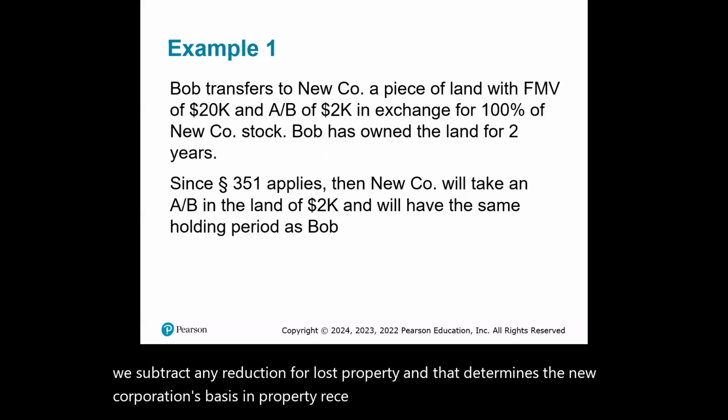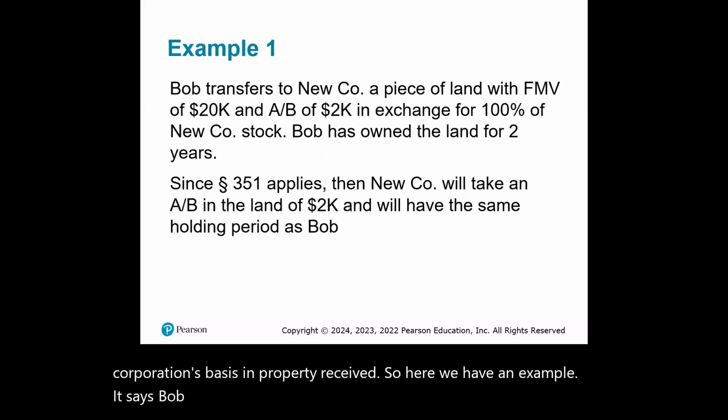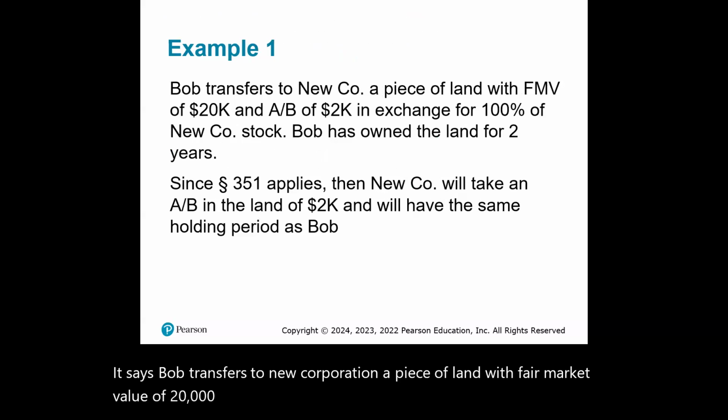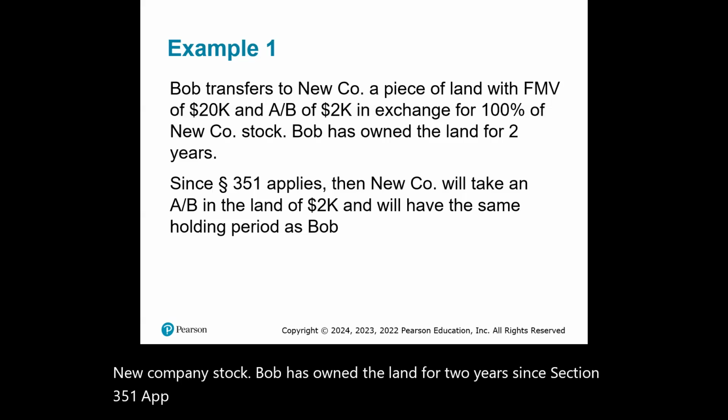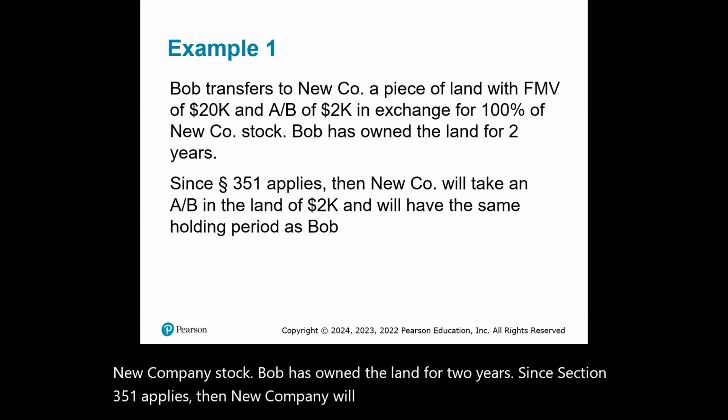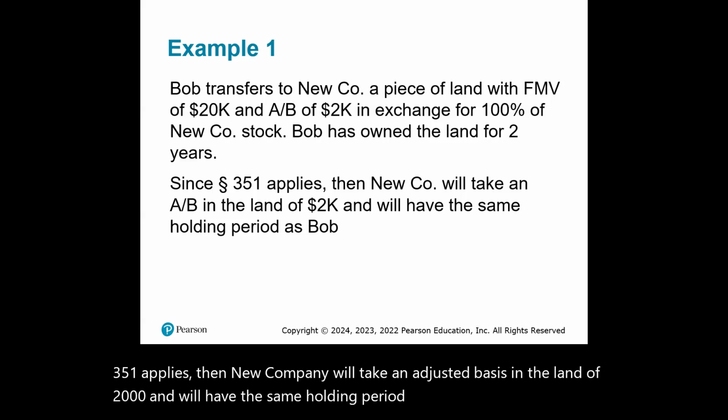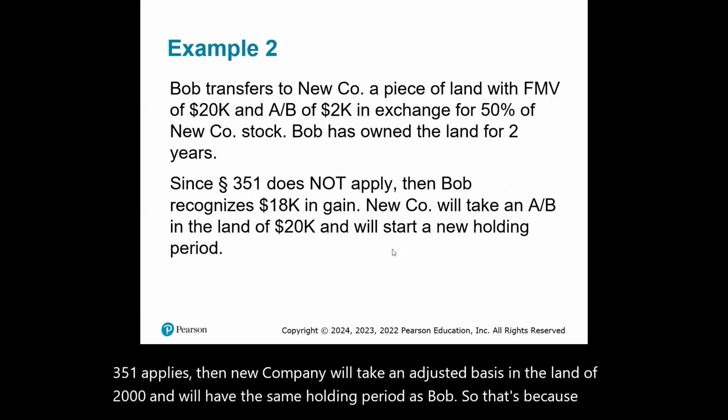So here we have an example. It says Bob transfers to new corporation a piece of land with fair market value of 20,000 and an adjusted basis of 2,000 in exchange for 100% of new company stock. Bob has owned the land for 2 years. Since Section 351 applies, then new company will take an adjusted basis in the land of 2,000 and will have the same holding period as Bob. So that's because Section 351 applies.